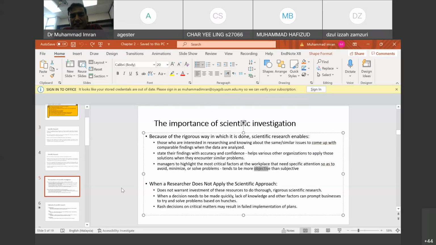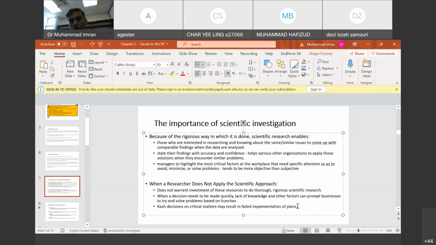Okay, when a researcher does not apply the scientific approach, then maybe I will give you one activity. Please listen to me carefully about these slides. It does not warrant investment of these resources in rigorous scientific research. Read this slide. When a decision needs to be made quickly, lack of knowledge and other factors can prompt businesses to try to solve problems with hunches. Rushed decisions on critical matters may result in failed implementation of plans.